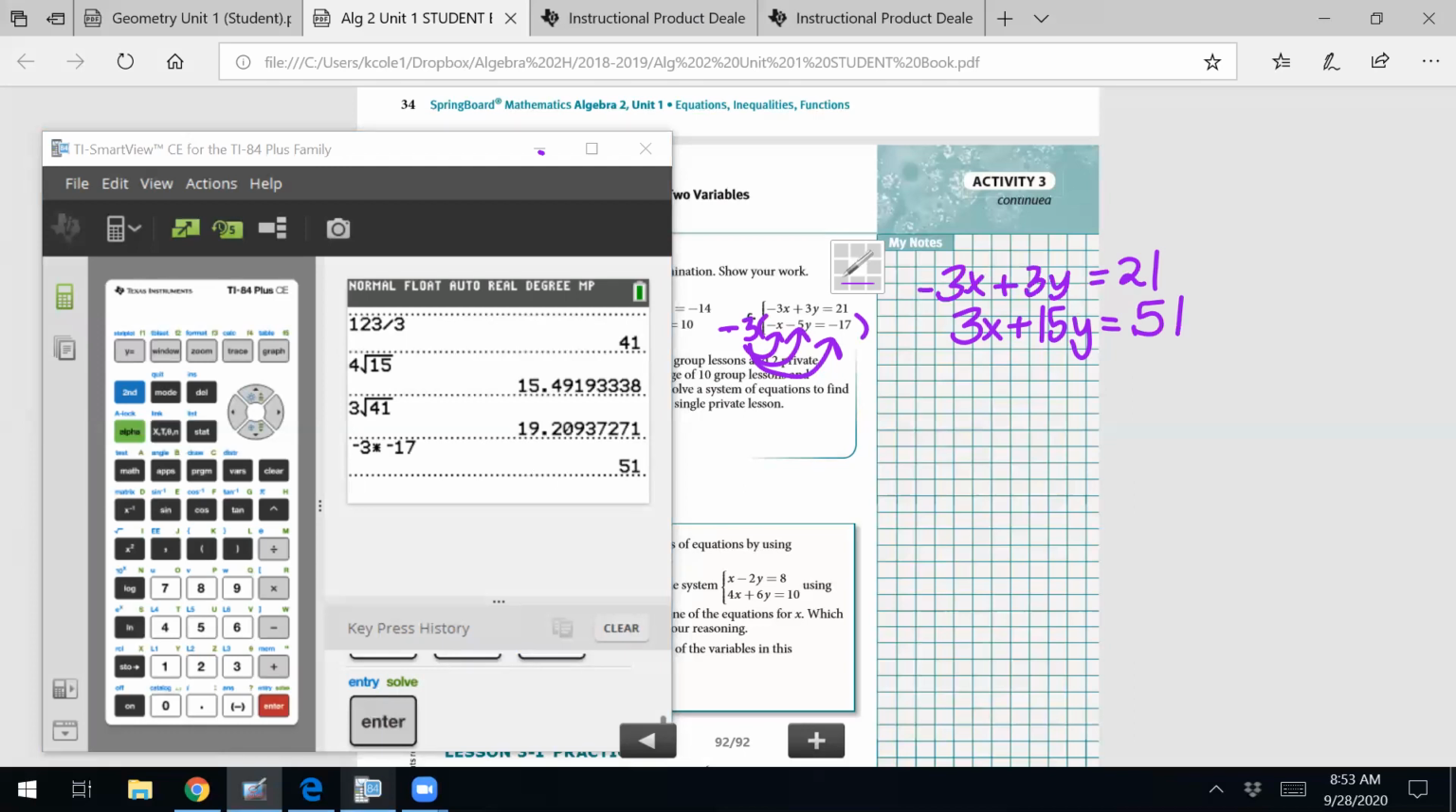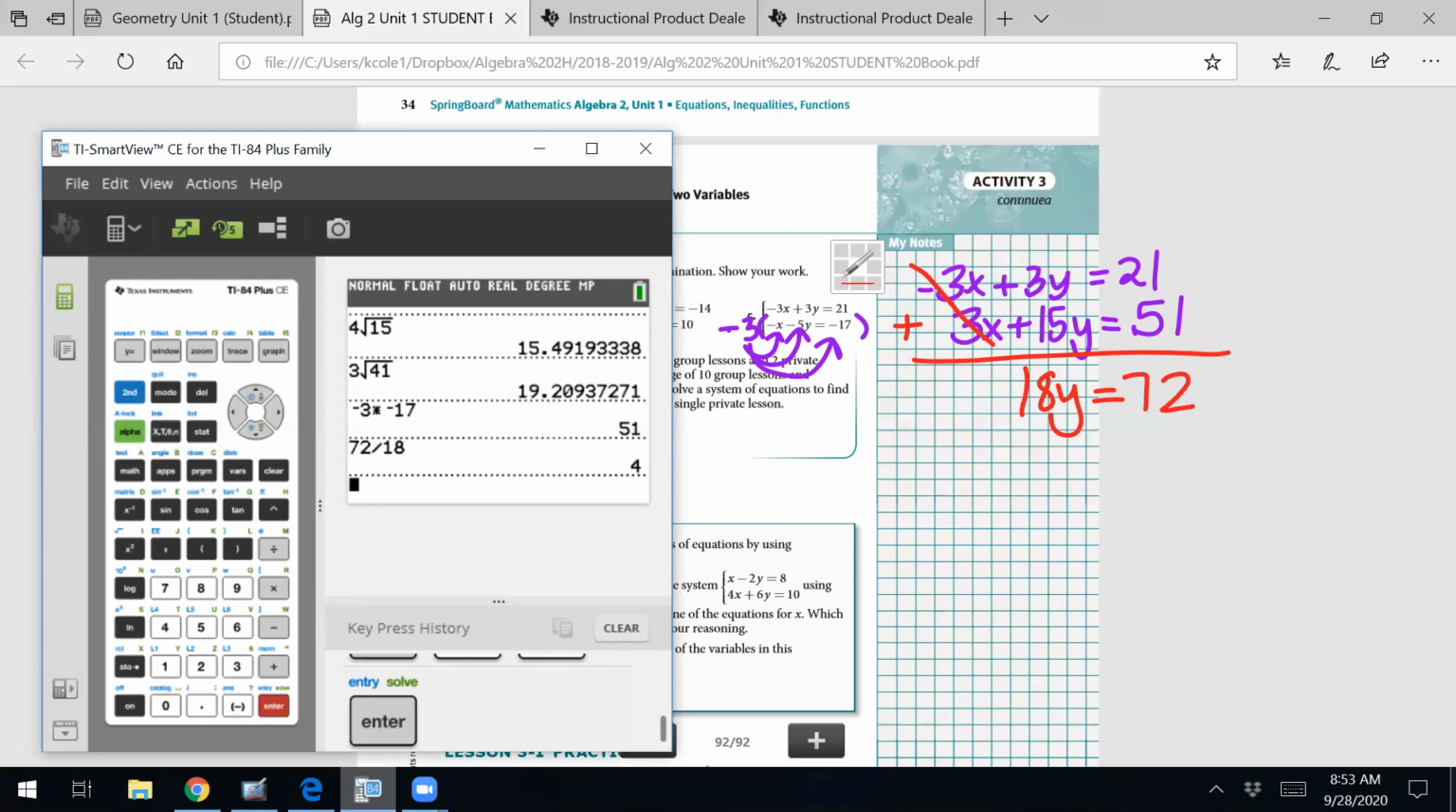Once you get here, you just add them together. Negative 3x and positive 3x do what? Eliminate. 3y and 15y gives me 18y. 21 and 51 give me 72. So then we have 72 divided by 18. That's going to give me 4.